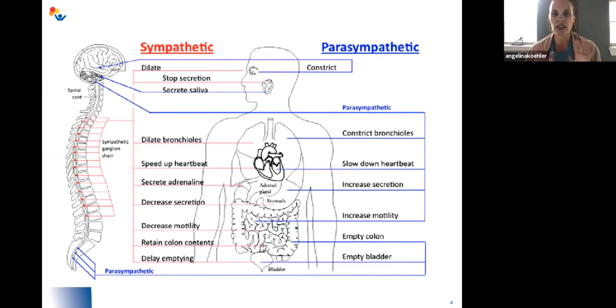So this is just a very down and dirty slide of all of the parts of the body. And I always say that you can control everything from the throat to below your belly button. And that's what the autonomic nervous system manages.